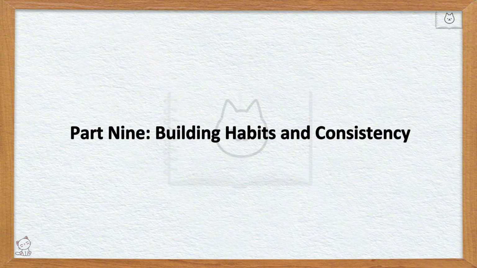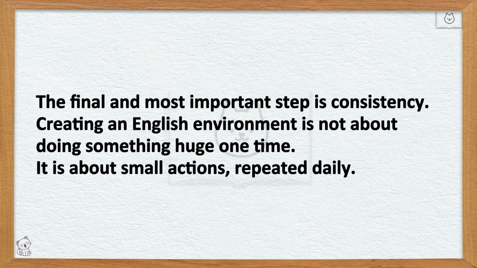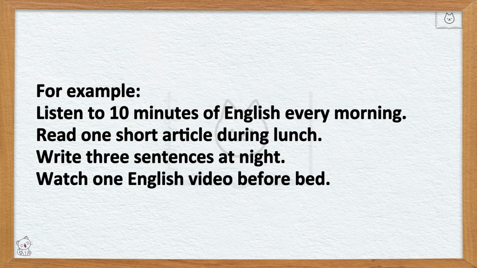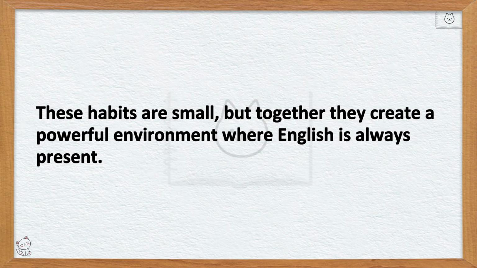Part 9. Building habits and consistency. The final and most important step is consistency. Creating an English environment is not about doing something huge one time. It is about small actions repeated daily. For example, listen to 10 minutes of English every morning. Read one short article during lunch. Write 3 sentences at night. Watch one English video before bed. These habits are small, but together they create a powerful environment where English is always present.